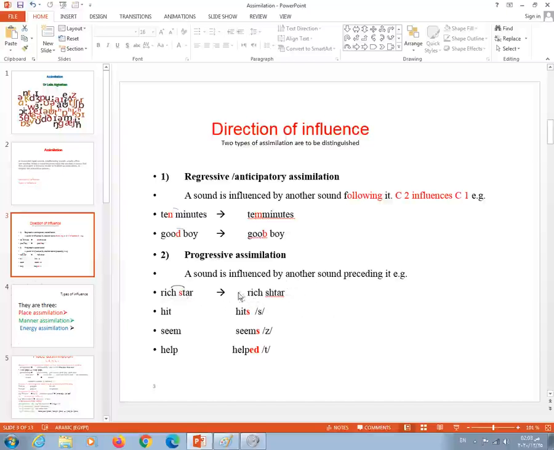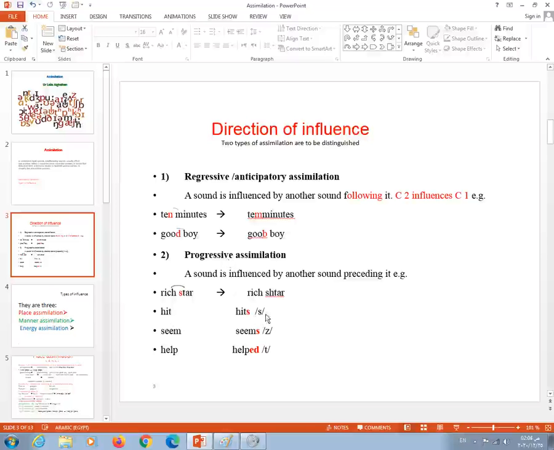Okay, from 1 to 2. So in this case we call this sort of assimilation progressive assimilation. Okay, hit. And when we use either the plural form s or the third person singular present tense, here we add s also, so we say hits. Why don't we say hidz?